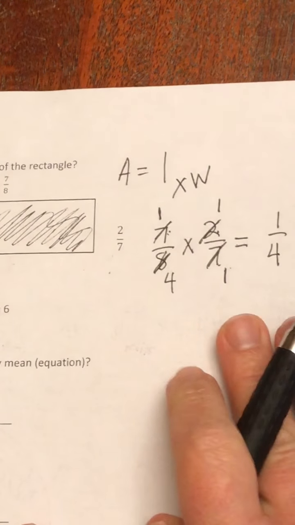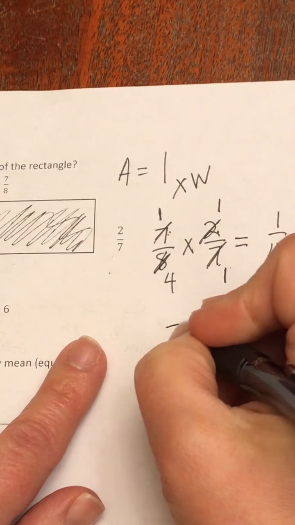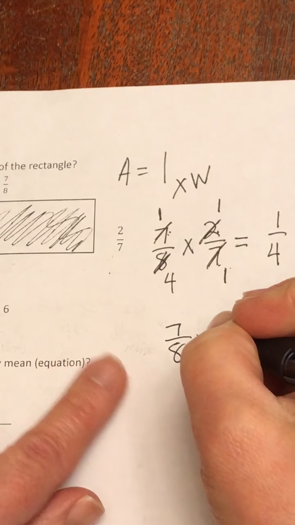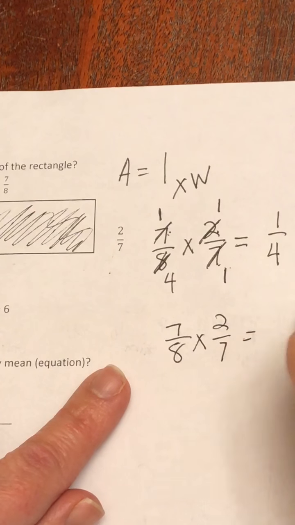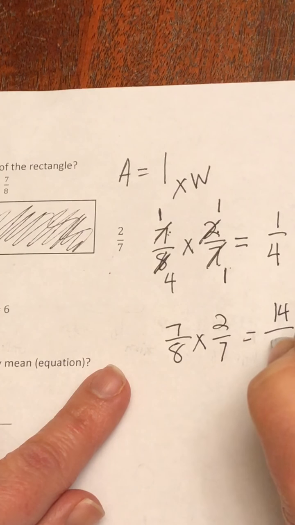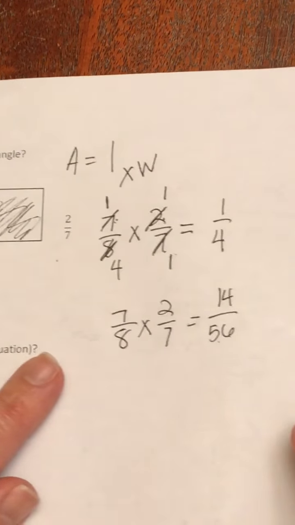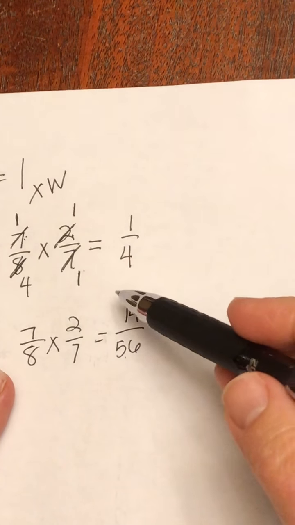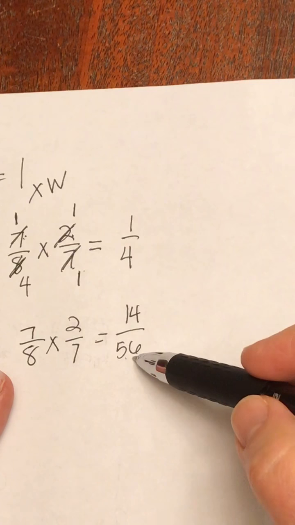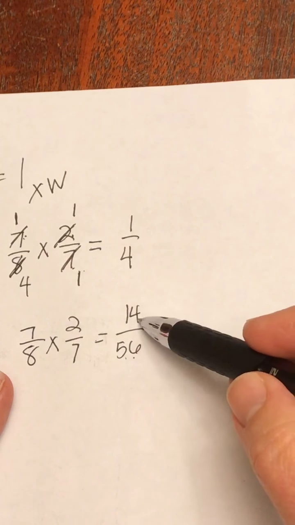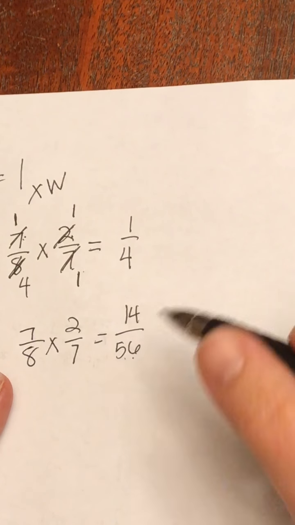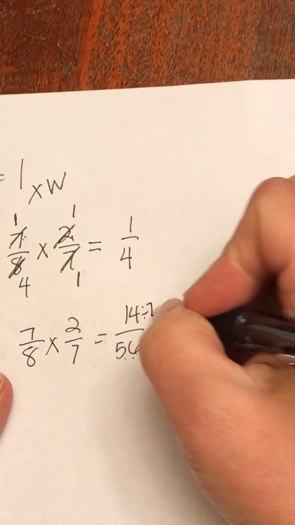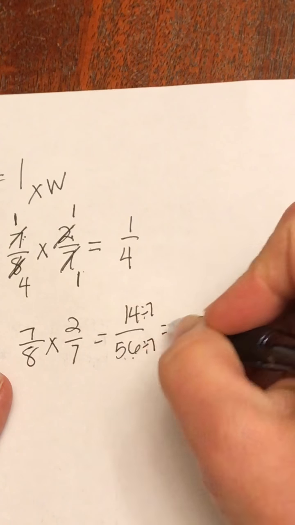So if you're confused by that, let me show you what it looks like if I don't do it like that. I still set it up the same, and this time I get 14 over 56. I noticed today a lot of you tried to reduce by 2, which is fine. A lot of you tried to reduce by 7, which is fine. So let's reduce it by 7, just because it's bigger.